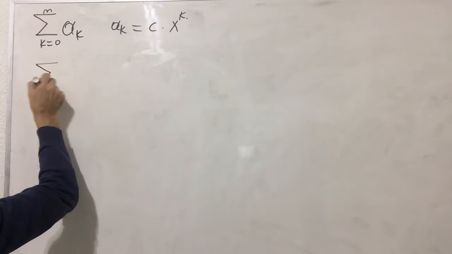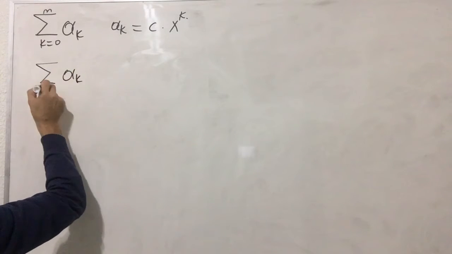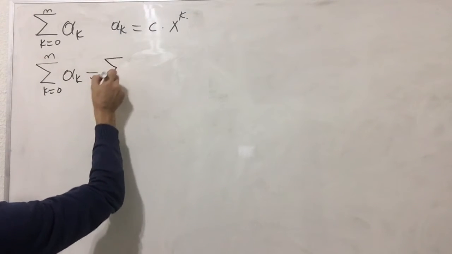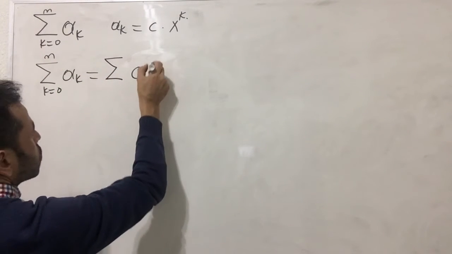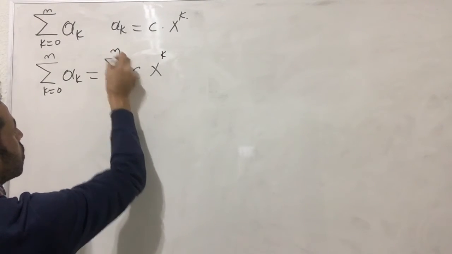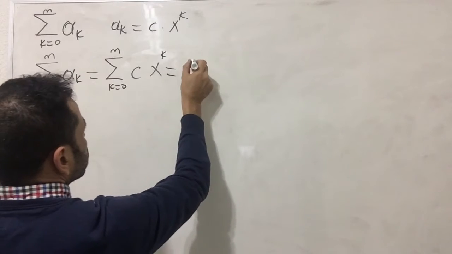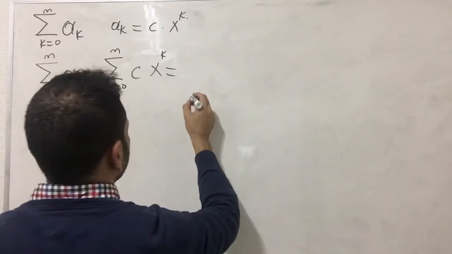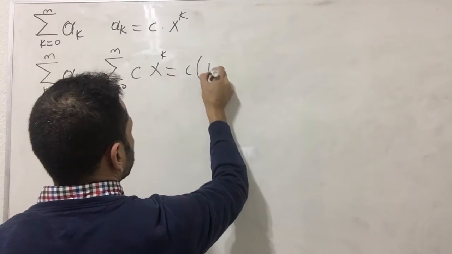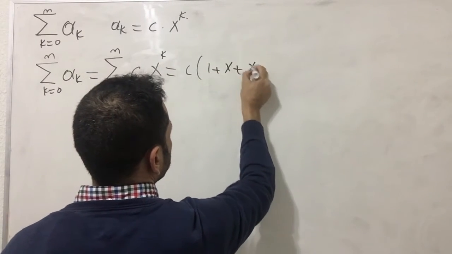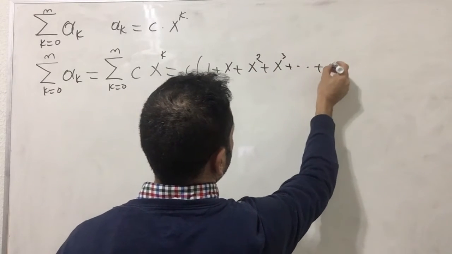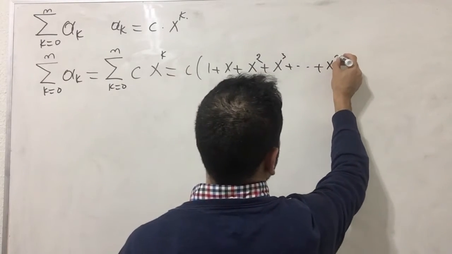So this sum of a sub k as k goes from 0 to n is equal to the sum of c multiplied by x to the k as k goes from 0 to n. Equal to, I'm going to distribute this. I will have c multiplied by x to the 0, which is 1, plus x plus x squared plus x to the 3, and all the way down until you get the last term, x to the n.